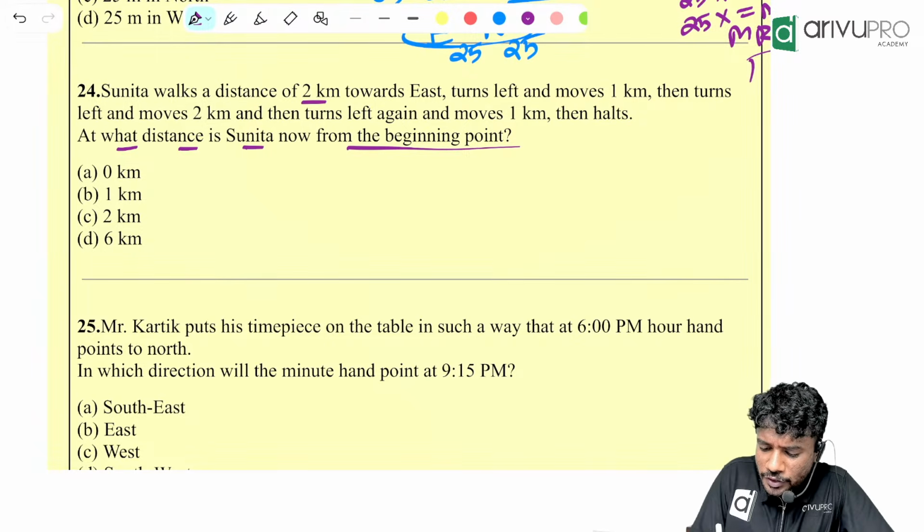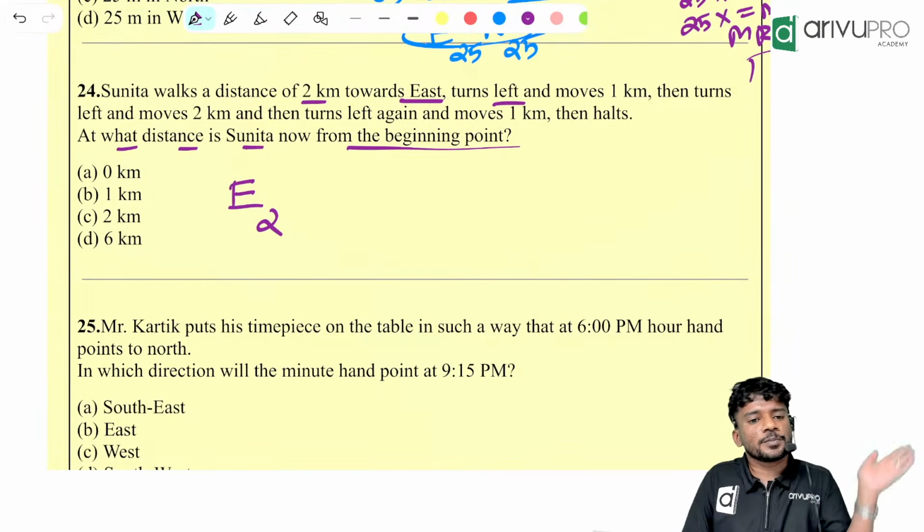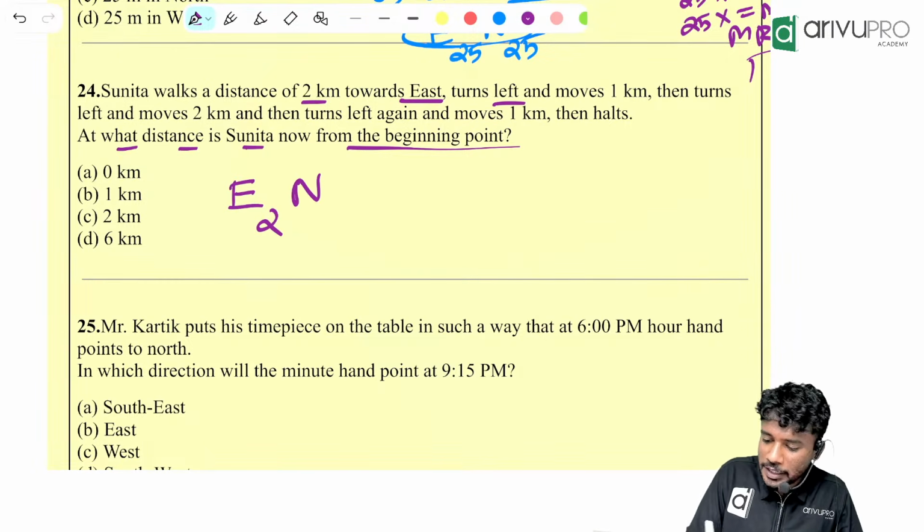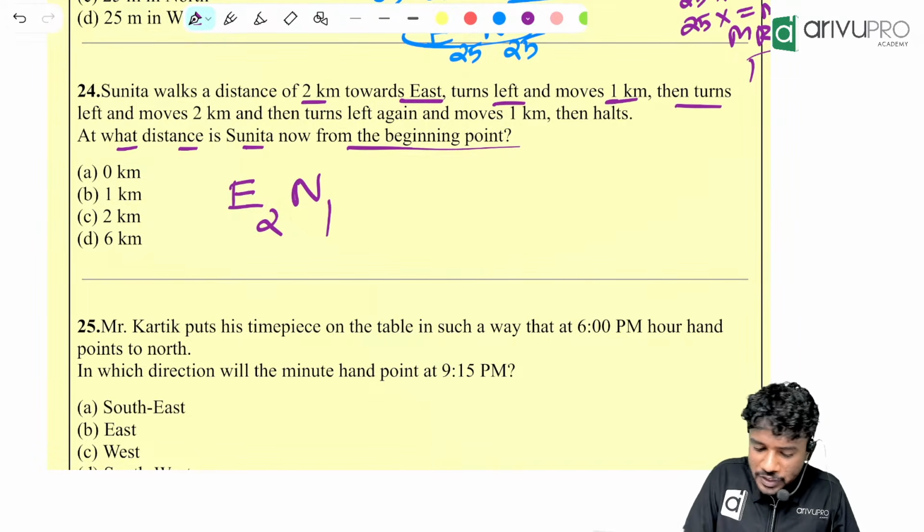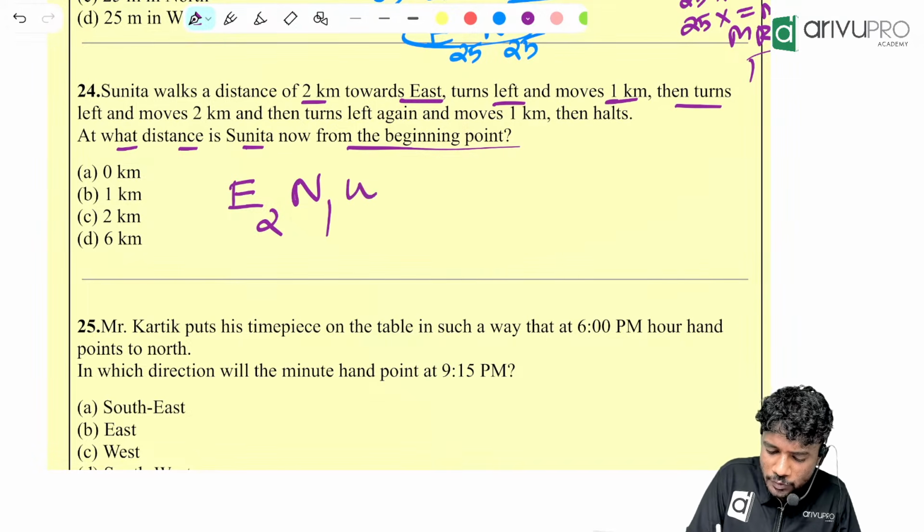Sunitha walks a distance of 2 kilometers towards east. So east 2. Left of east is what, people? Left of east is north. How many kilometers? 1 kilometer. Turns left. Left of north is what? West. 2 kilometers.